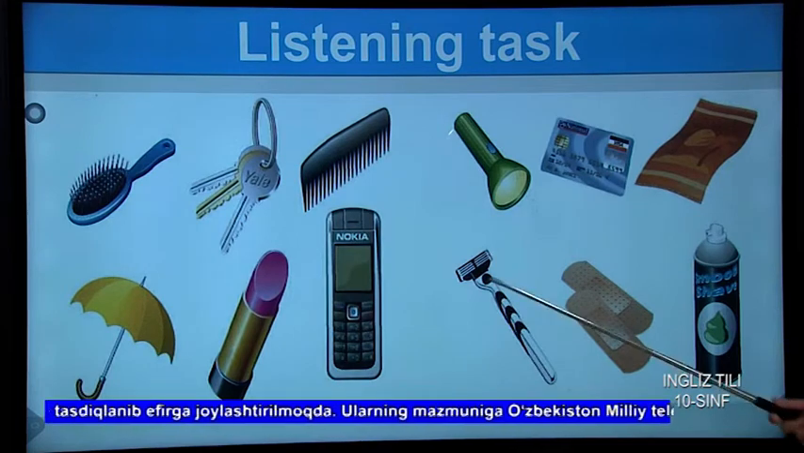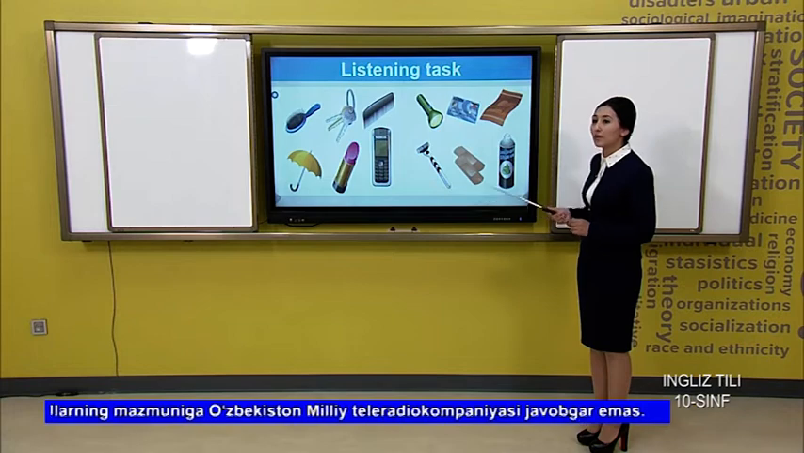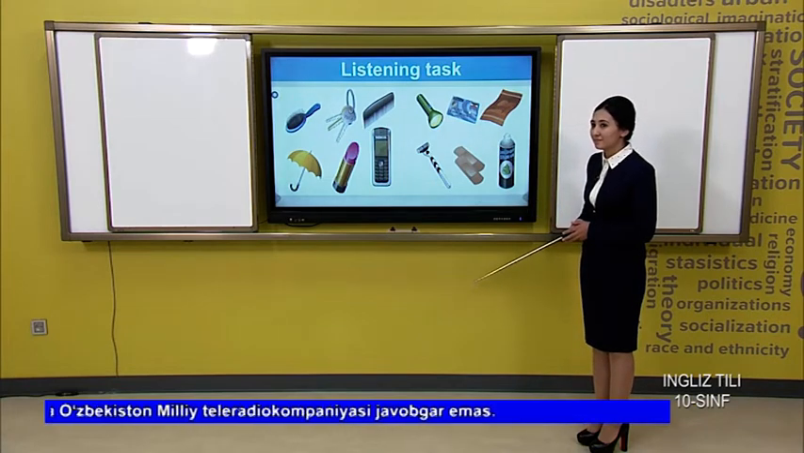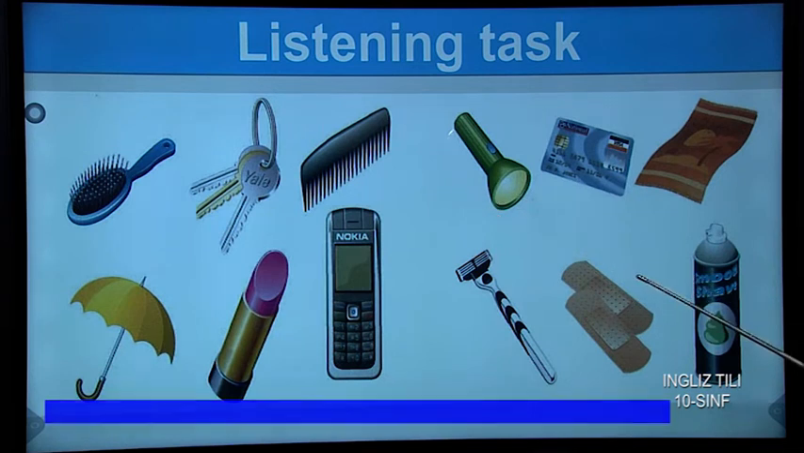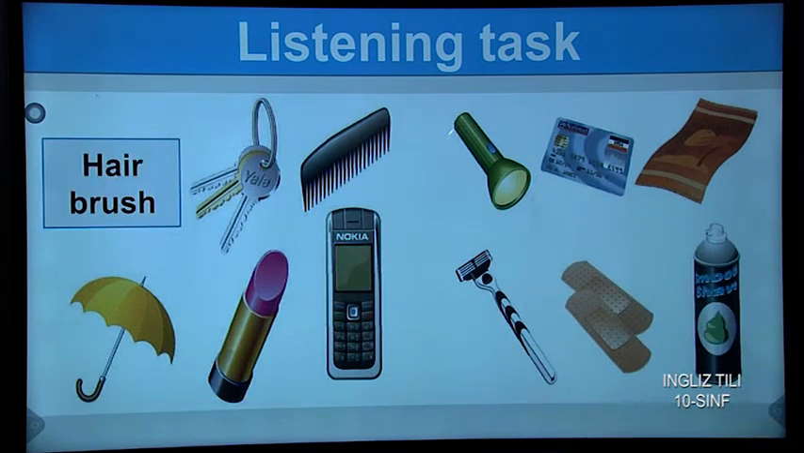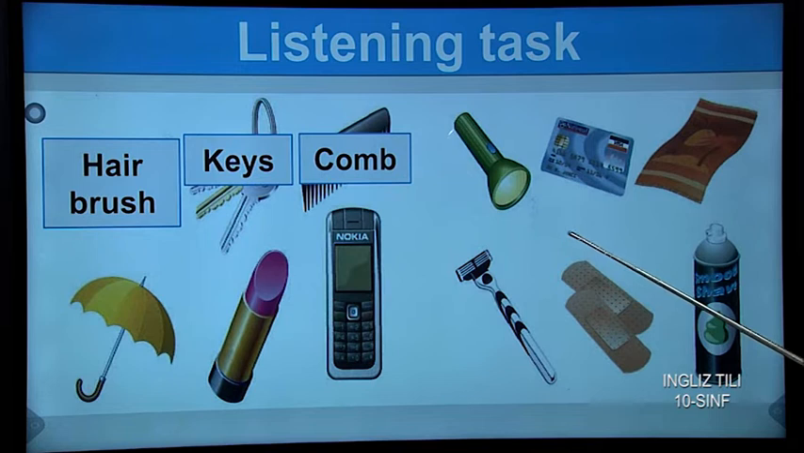For the listening task, we need these things. Do you know how we call these things in English? Let's revise one more time together. The first one, it is hairbrush. What color is it? Blue. The second, keys. What about the third? Comb. Here you can see differences between hairbrush and comb.